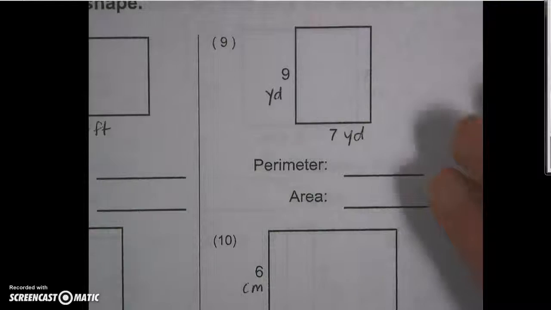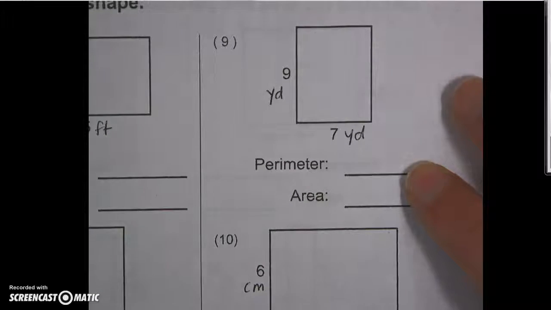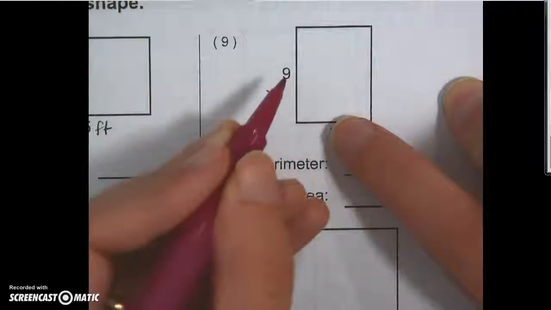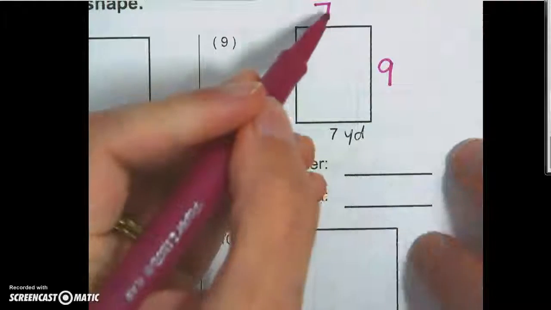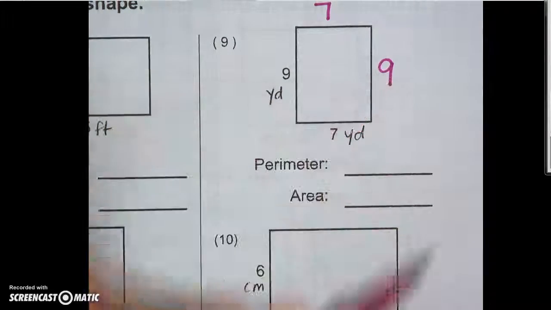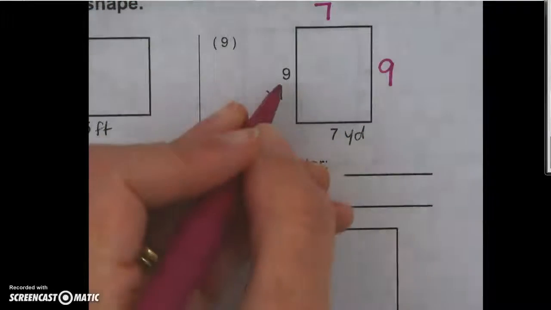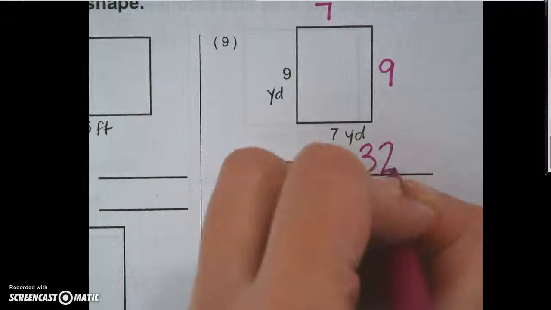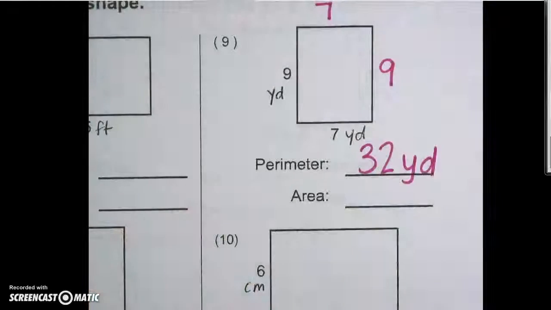Alright, to find the perimeter of this first one, I'm adding up all my sides. So I'm going to add up 7 plus 9. I know that this side is also 7 and this side is also 9. Plus another 7 plus another 9. Which this part gives me 16, plus another 16 would give me 32, and it is yards.